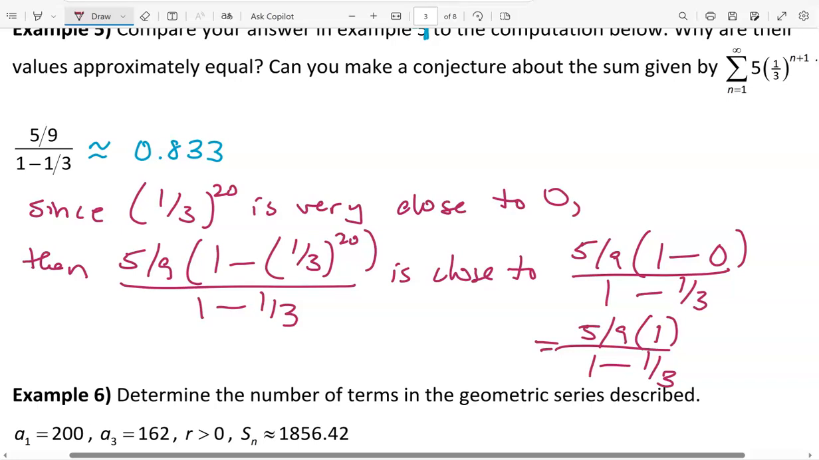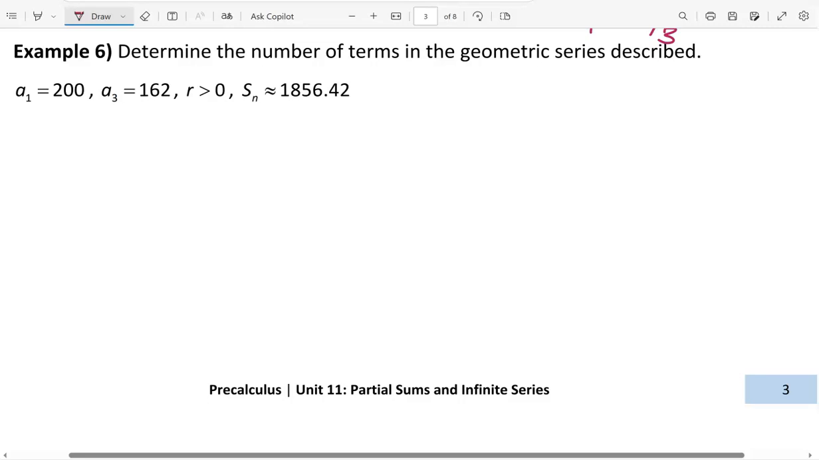What this tells us is that when I have an infinite number of terms, the sum is going to move toward 0.833. In example 6, we're determining the number of terms in a geometric series where we're given 2 terms. We're given the fact that we have a positive ratio and the nth partial sum.